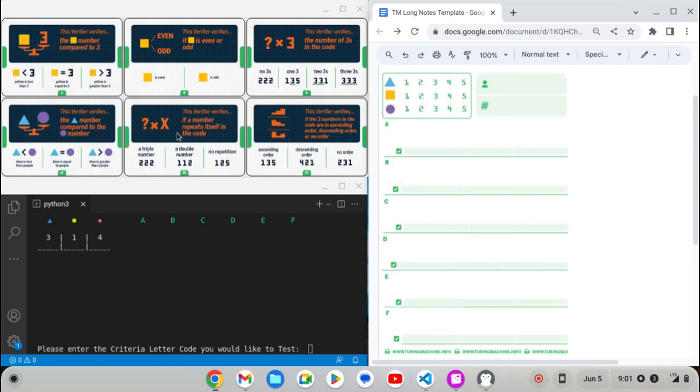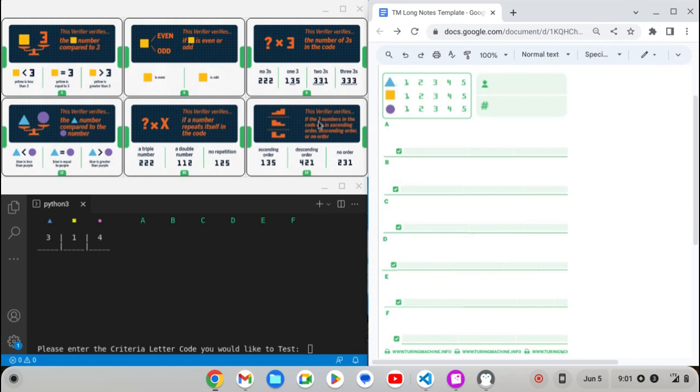Criteria card E again looks at the 3 digits and will let us know a little bit about how they're structured, specifically whether there are no repetitions, meaning that all 3 digits are unique, as in the example 125. Could it be that there's a double or a repeating digit, as in the example 112, or potentially a triple number, meaning it's a single digit repeated 3 times?